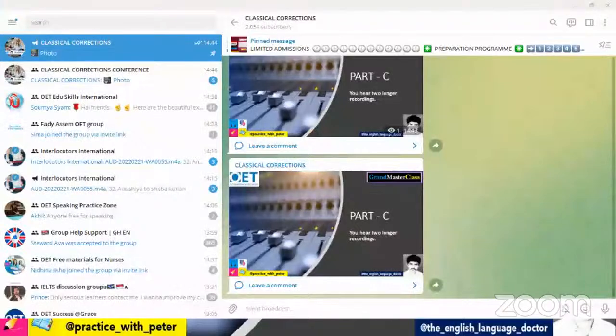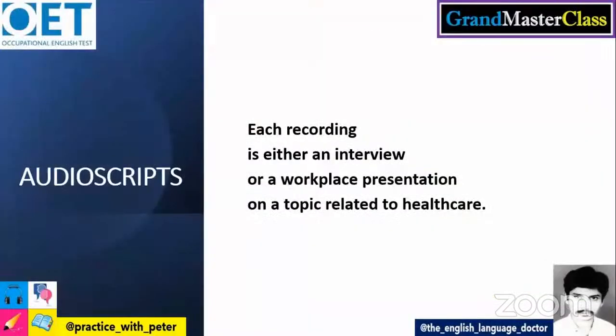Each recording is either an interview or a workplace presentation on a topic related to healthcare. Now, what is an interview and what is a workplace presentation? Interview means there will be two people. A person will be asking questions, interviewing the professional, and the professional will be giving answers.